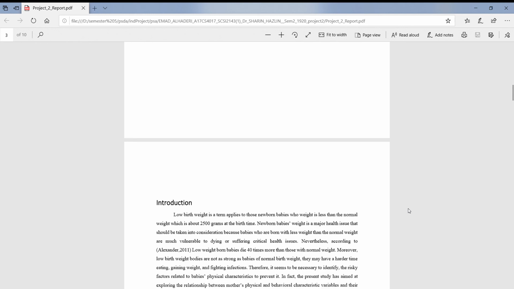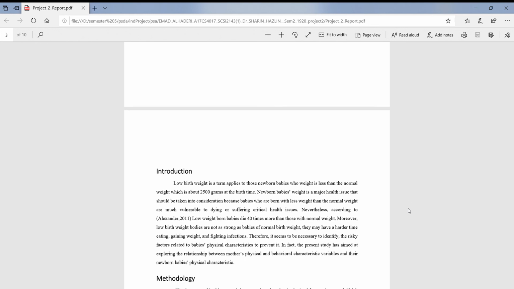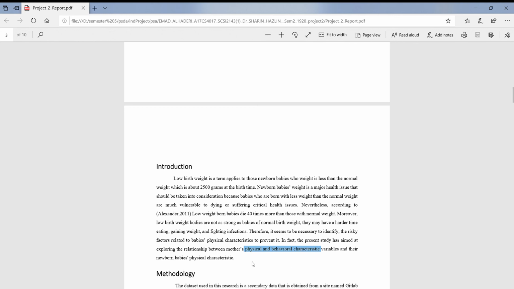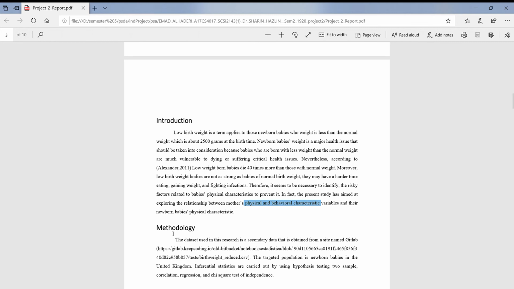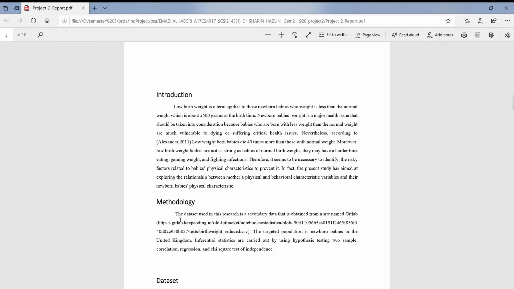So my study is basically about the factors that affect the newborn baby's physical characteristics in regard to their mother's physical and behavioral characteristics. So I wish to test if the mother's physical and behavioral characteristics affect the newborn baby's physical characteristic. The methodology being used in this report is that I have collected a secondary dataset from an online source, and I have applied several tests to it to test the factors.